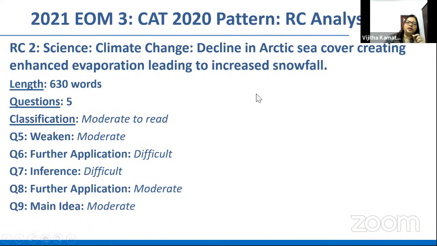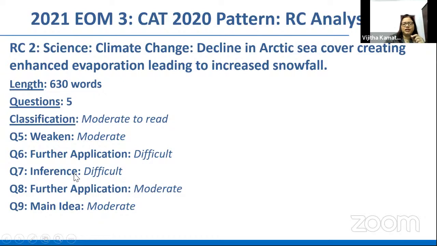However, in comparison with the first one, you'll find that some of these questions were much easier. The weaken question was a pretty straightforward one. You could identify the detail that weakens. There were two further application questions, one of which was slightly difficult, the other moderate. The main idea was a fairly moderate one.